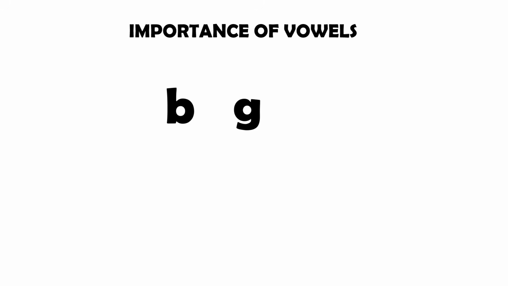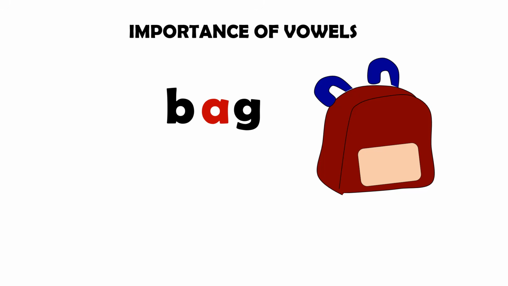Importance of vowels. The two consonants B and G do not form any word if left alone. Vowels act as a bridge between consonants to form words. Let's see this in more detail. Placing the vowel A between the consonants B and G forms the word bag.